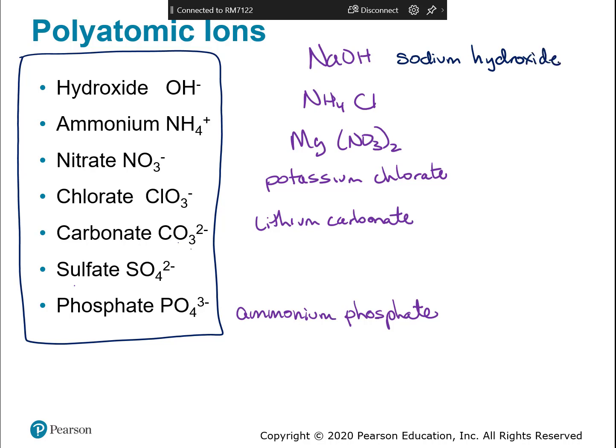So you don't use -ide at the end. You don't have to worry about that part. You just use the whole name of the polyatomic. No shortening of it or anything like that.